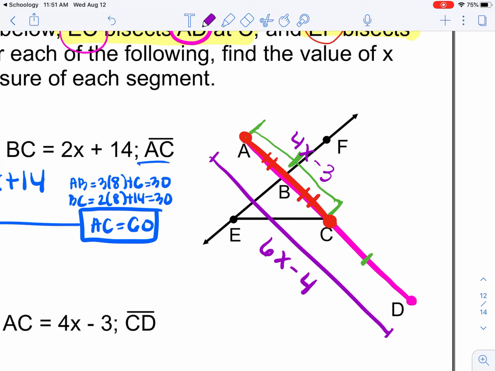4x minus 3. Find CD. All right, first thing I have to do is find x. So let's talk about things that people do wrong.